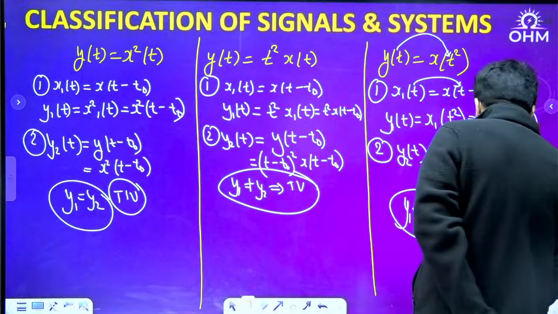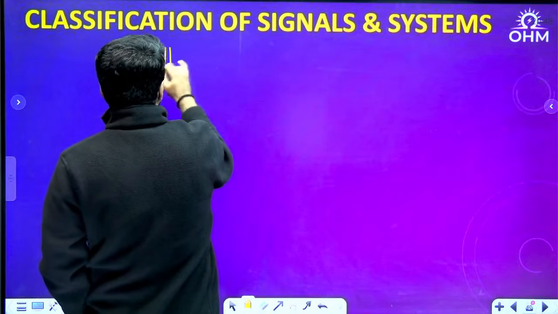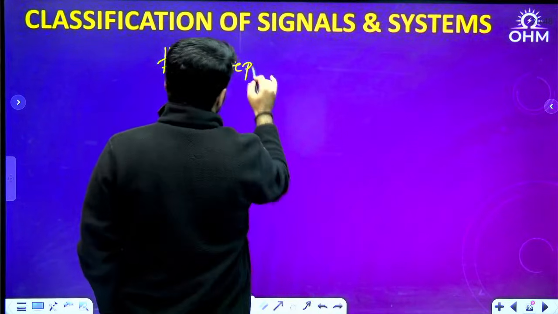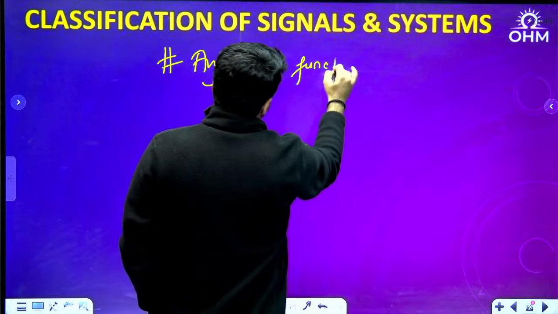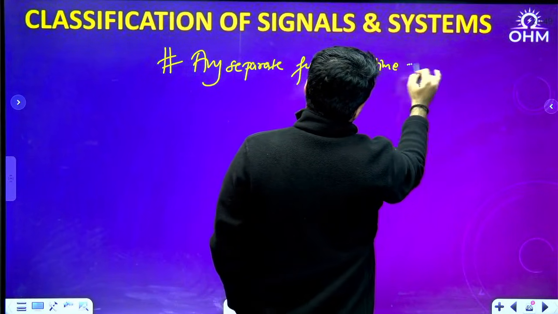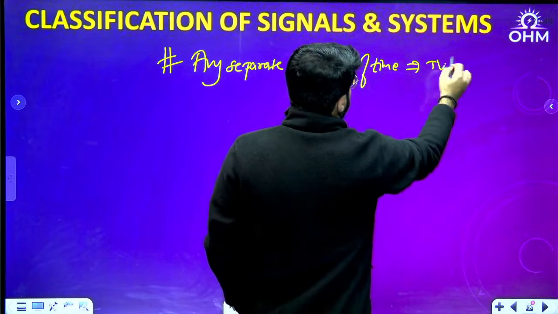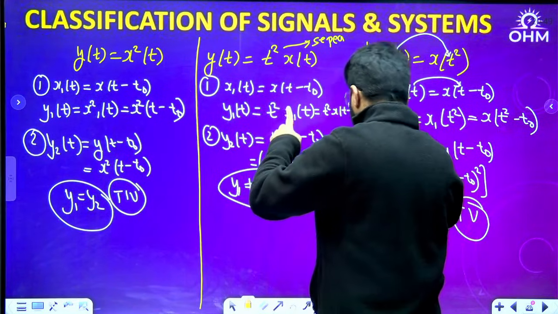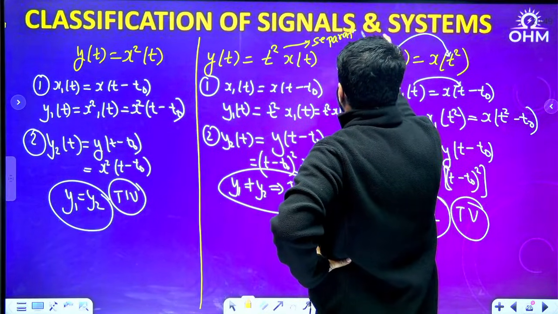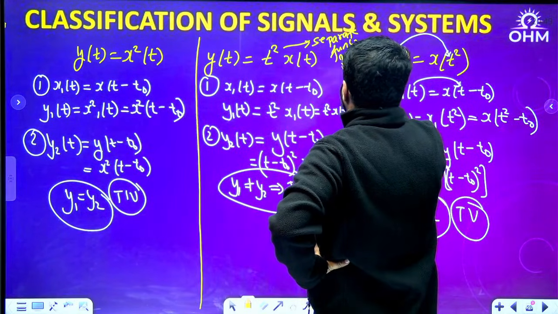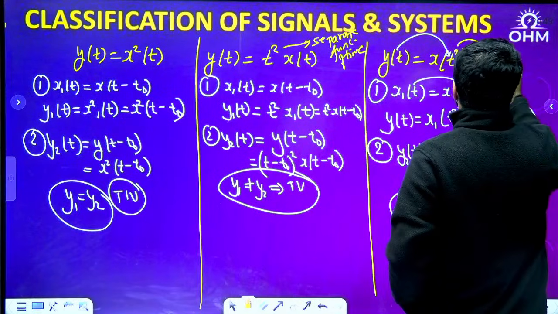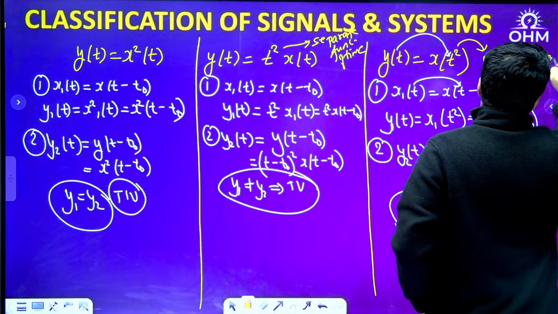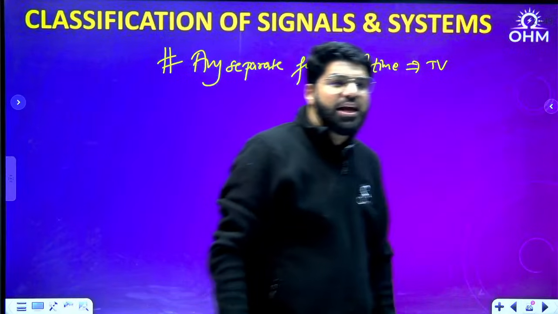Let me summarize. Whenever you have any separate function of time, the system is time variant. This is what I mean by separate function of time, correct? And this is what I mean by changes in time argument. Time argument means the argument inside the bracket. Any change there, then also the system will be time variant.